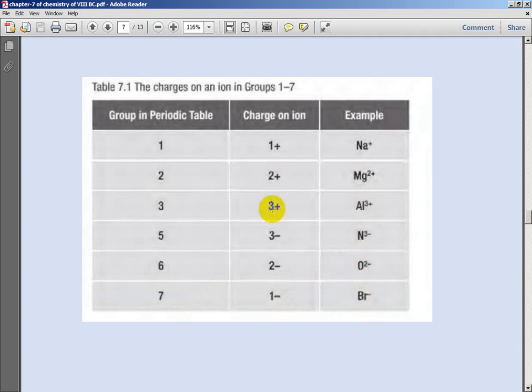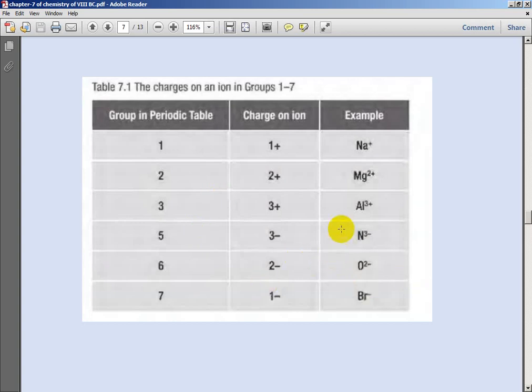Okay, so I have a question. What is the charge on chloride? What is the charge in chloride? Minus, sir, Cl minus. Minus how much? 2 minus, 3 minus, 1 minus, 4 minus? 1 minus. Okay, so Cl minus it will be.